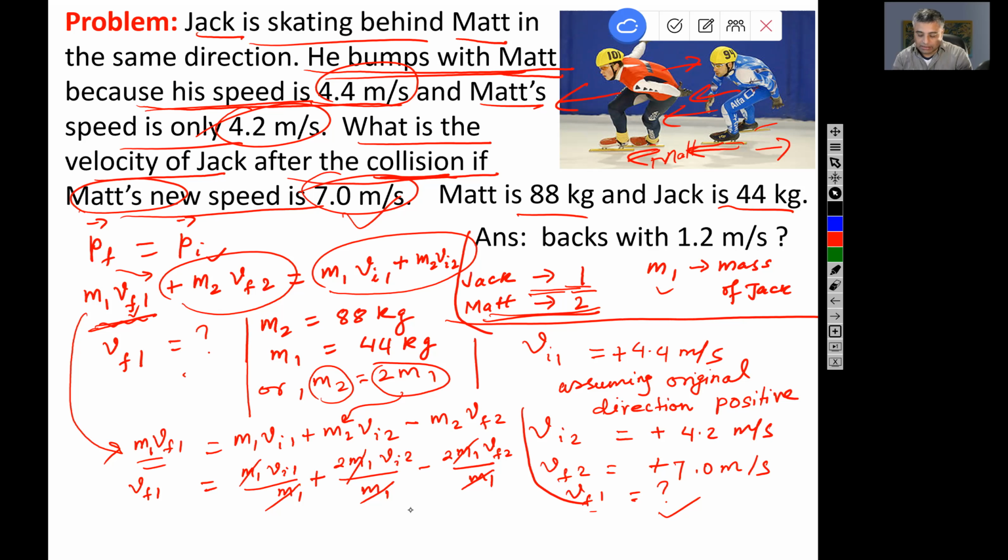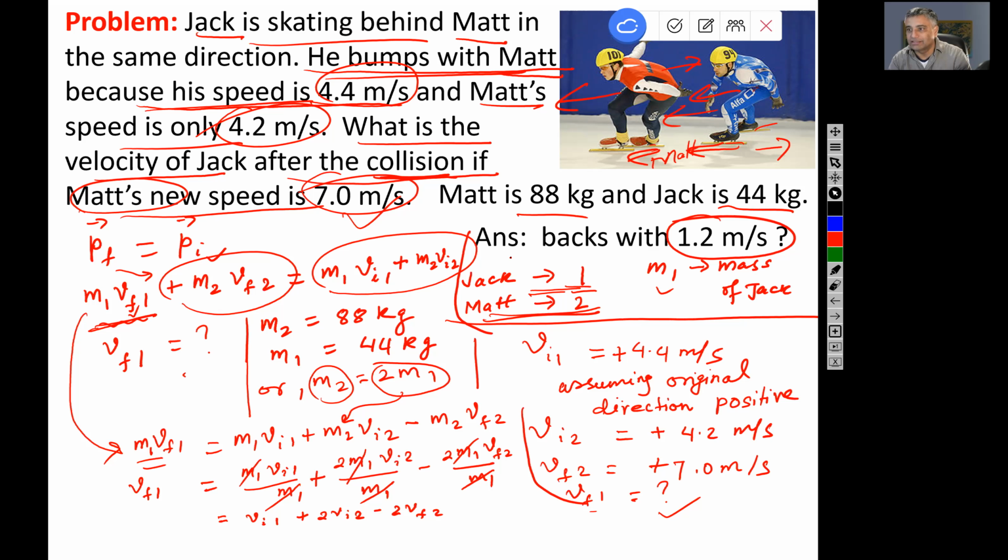So that cancels. So that means what I have is VI1 plus 2VI2 and minus 2VF2. That's it. All I need to do is plug in those numbers, and based on what I have written, you should get negative 1.2 as the answer.